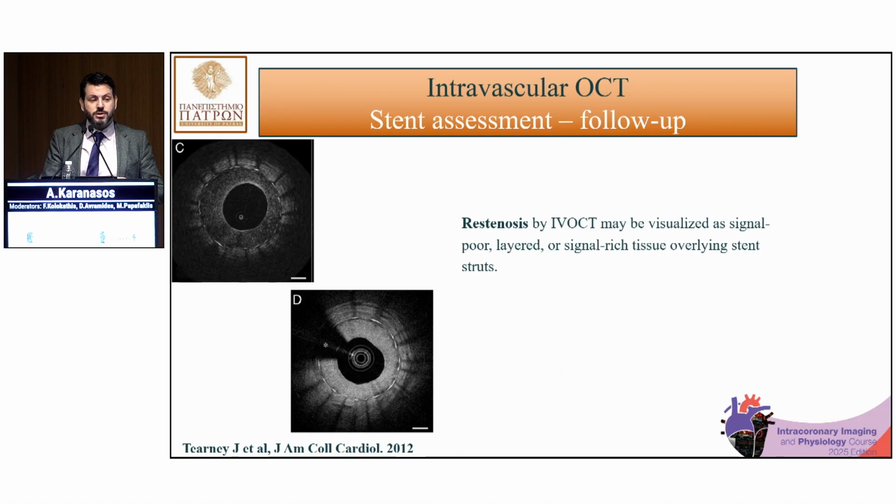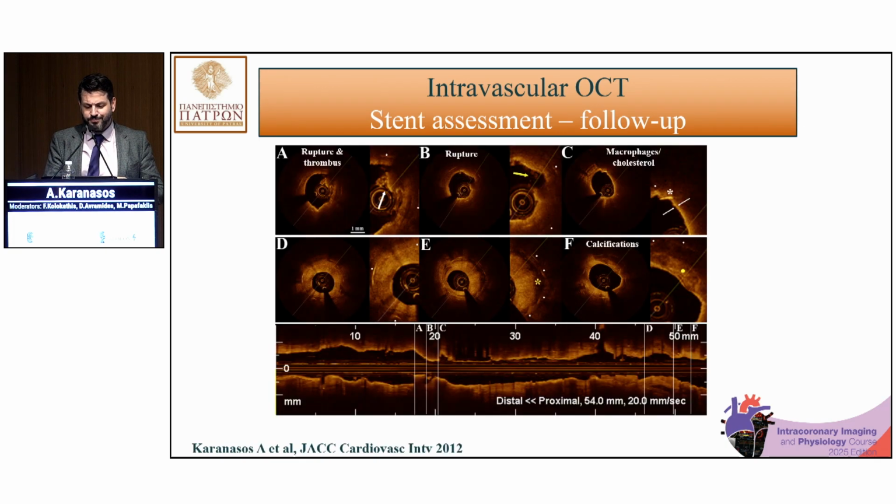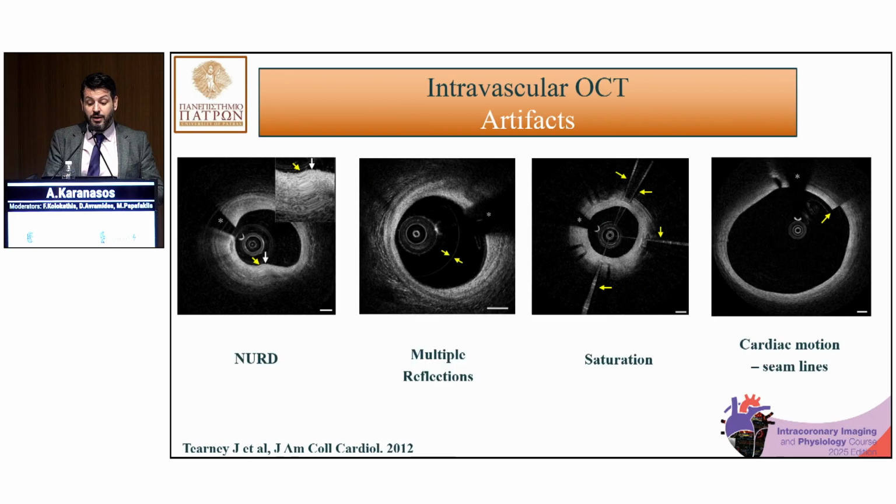Then, of course, we have restenosis, which is tissue on top of the struts, and several types of restenosis have been described: homogeneous, heterogeneous, and layered. And of course, all the features that we saw before in atherosclerosis, we have known for the last 15 years that they may also develop within a stent, and we can see all the features of classical atherosclerosis within the stent, giving the image of neoatherosclerosis.